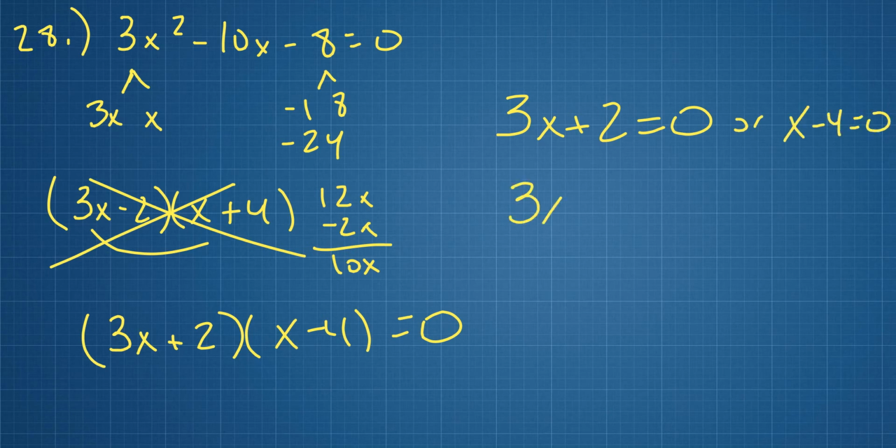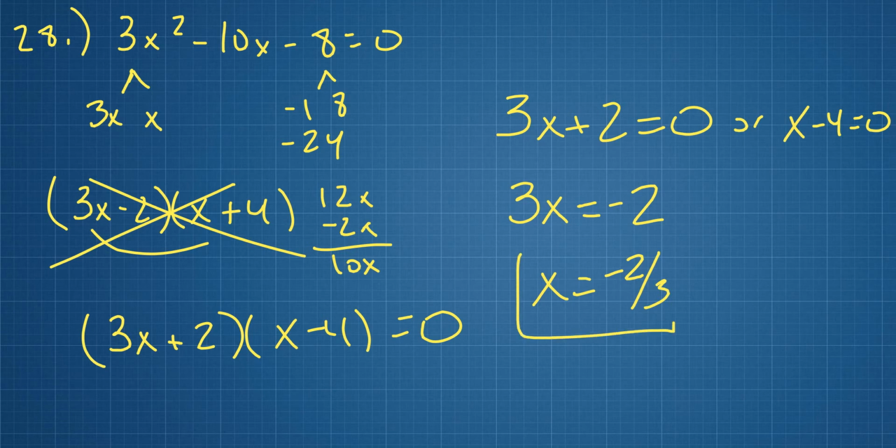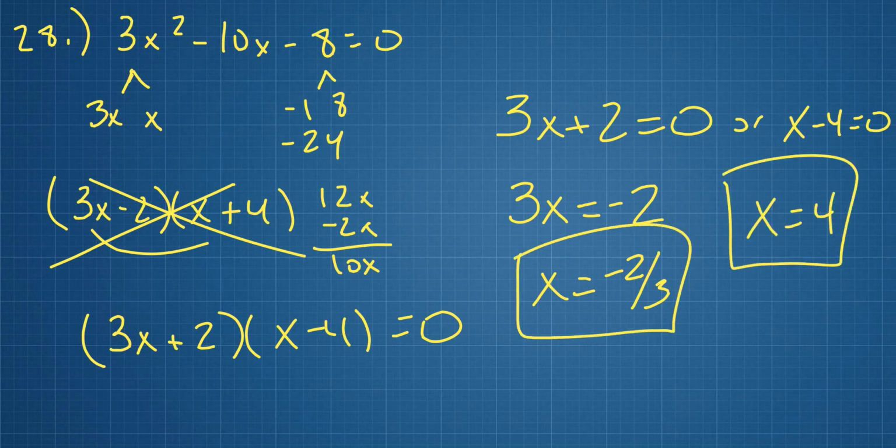I subtract 2 from both sides on the 3x plus 2. I get 3x equals negative 2. I divide by 3. X equals negative 2/3. I add 4 to both sides. X equals 4. That's it for 28.